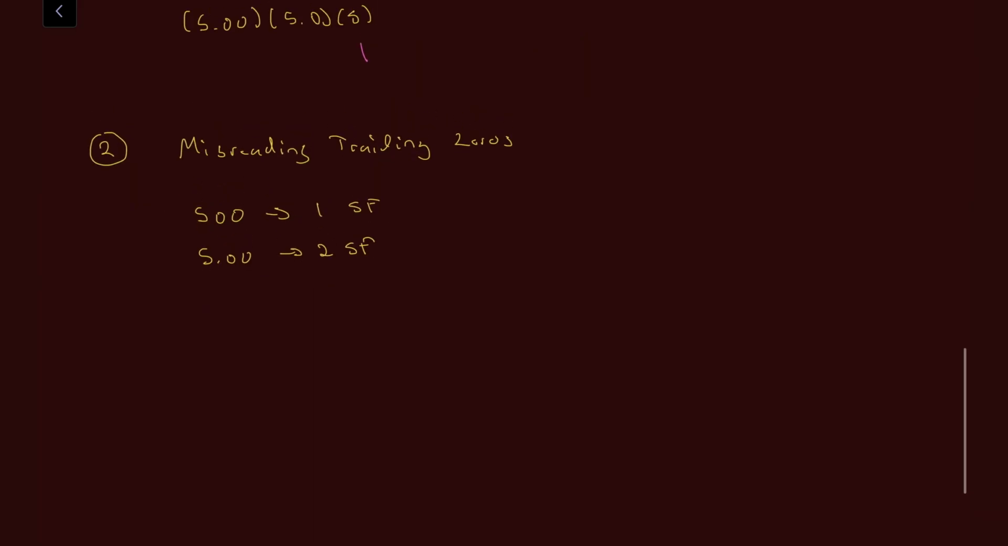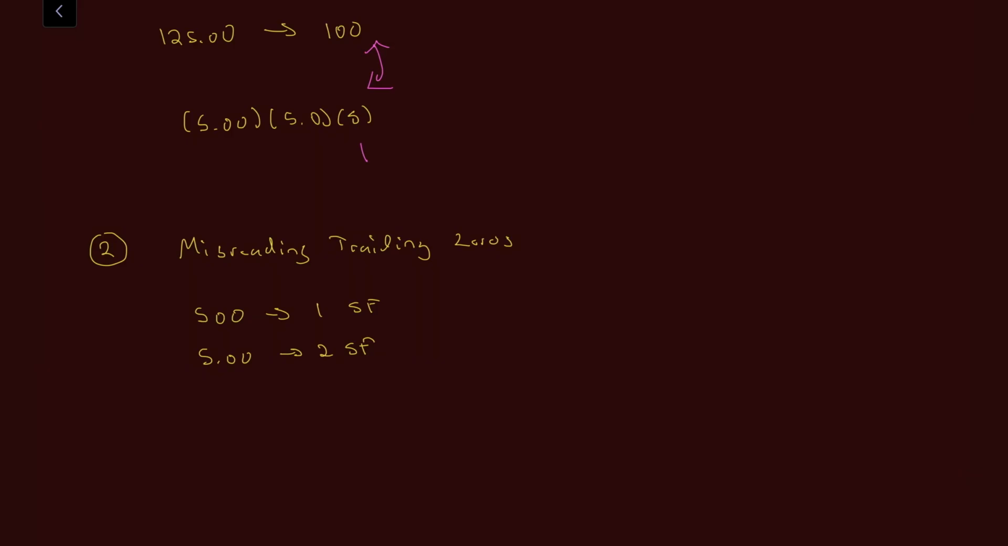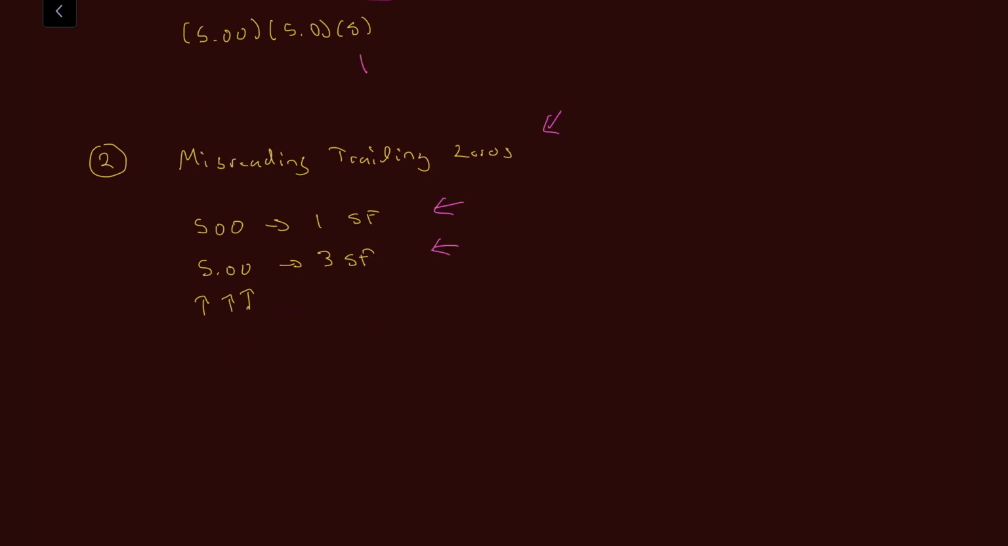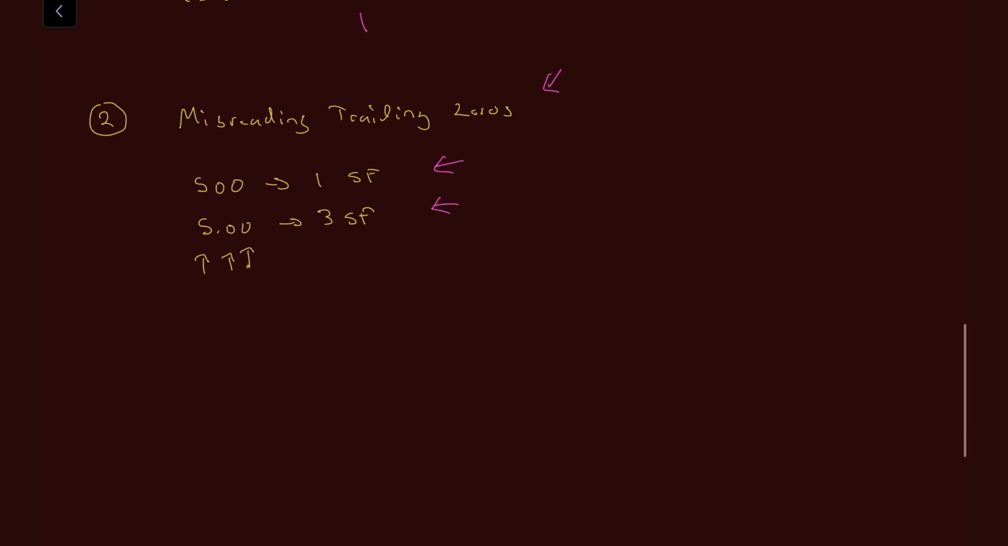The second mistake I see students making is misreading the trailing zeros. So for example, 500 is only one sig fig, it's a whole number, but 5.00 is a more precise measurement. It actually has 3 sig figs. Although they have the same number of digits, they have different numbers of significant figures. And once this starts to click, your understanding of measurements becomes so much more powerful.